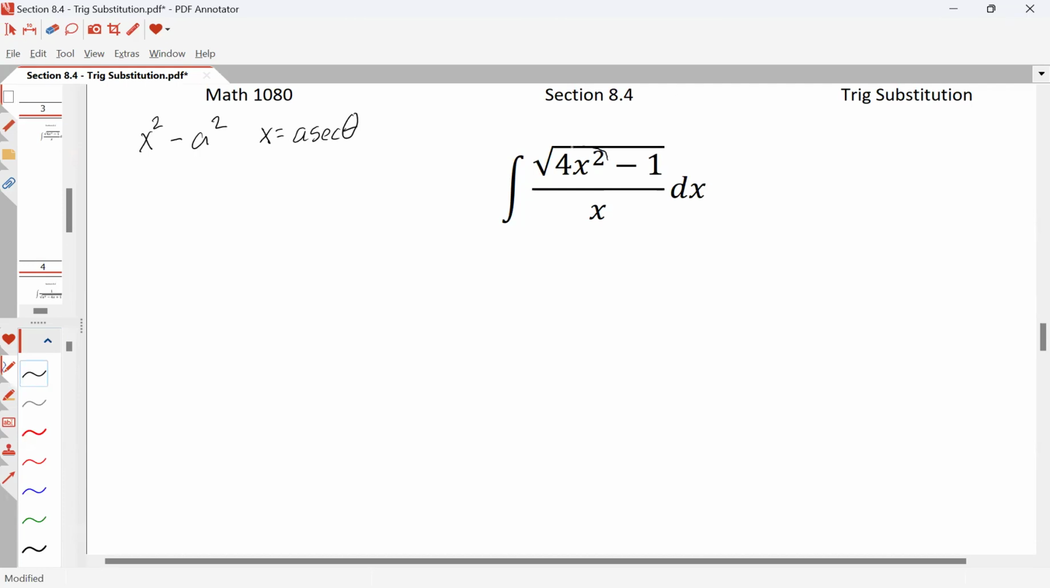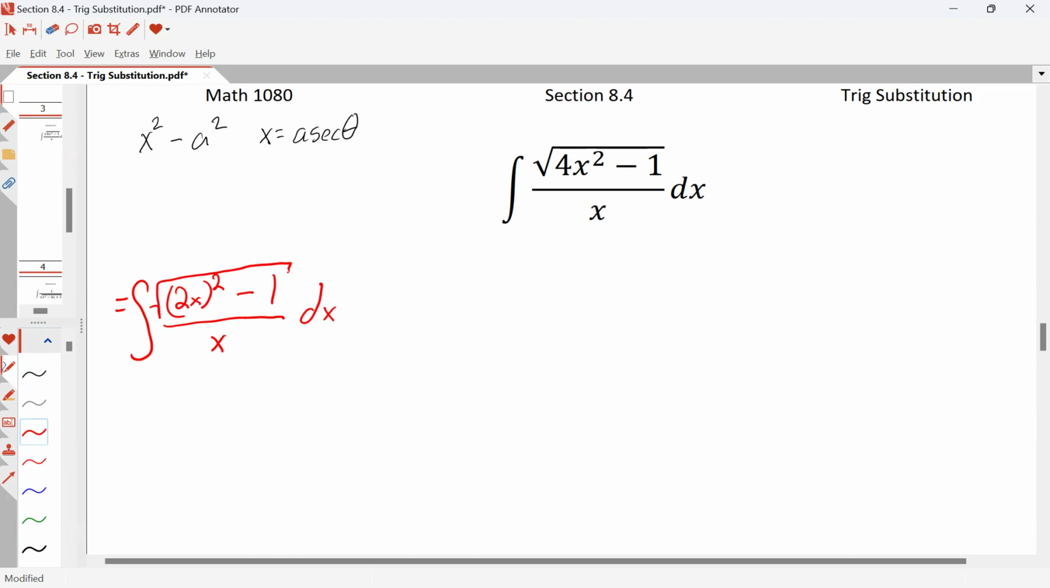However, we don't have x just by itself. We have a 4 with the x. That isn't terribly hard to rewrite. We can rewrite this 4x squared as the square root of 4, or 2x, all of that squared. We now generally have something in this very similar form.